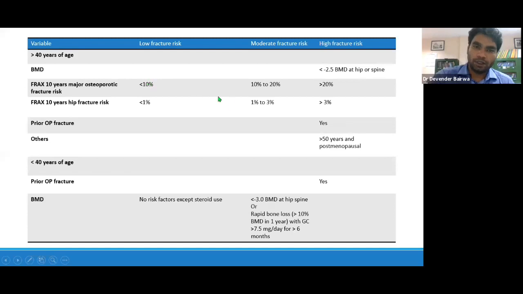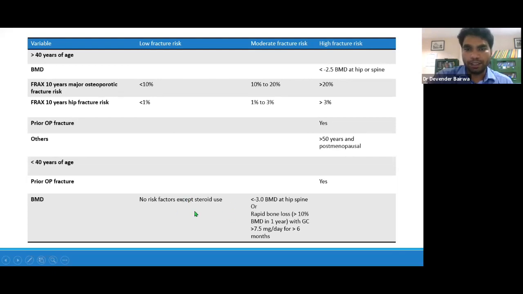And then with the FRAX score for osteoporotic fracture and hip fracture, you can divide your patient into moderate risk or low fracture risk. Now coming to less than 40 years of age. Patients less than 40 years of age are actually less prone to fracture. That's why there is an increased threshold for that. So if the patient has any kind of prior osteoporotic fracture, the patient automatically enters the high fracture risk. As we can see here, this condition is the same in both groups. As far as BMD is concerned, there is no low fracture risk.